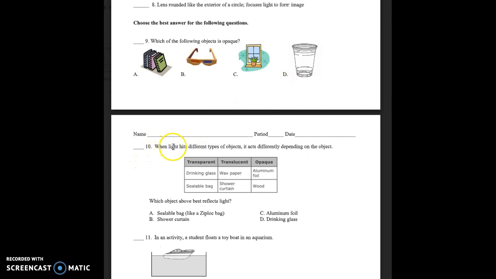Number 10. When light hits different types of objects, it acts differently depending on the object. Transparent, translucent, opaque. Drinking glass, sealable bag. Wax paper, shower curtain. Aluminum foil, wood. Which object above best reflects light? A. Sealable bag, like a Ziploc bag. B. Shower curtain. C. Aluminum foil. Or D. Drinking glass.